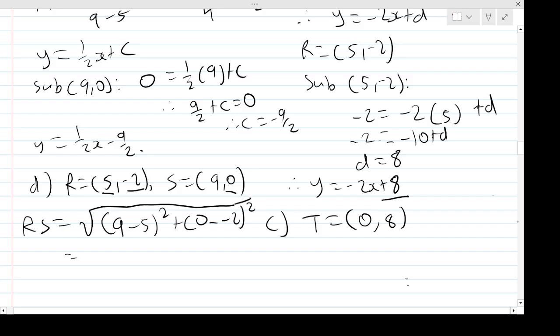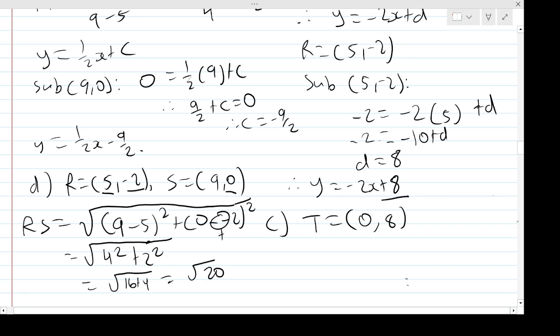If I then put that in a calculator, well, I'll work this one out manually, just to show you. We have the square root of (9 minus 5) squared, that'd be 4 squared. And then 0 minus -2, again that's going to be a positive, so we get plus 2 squared, okay? Then that would be root 16 plus 4, which should be root 20.